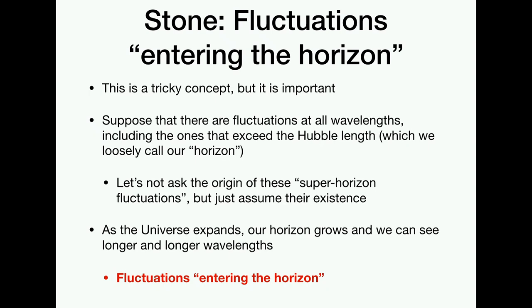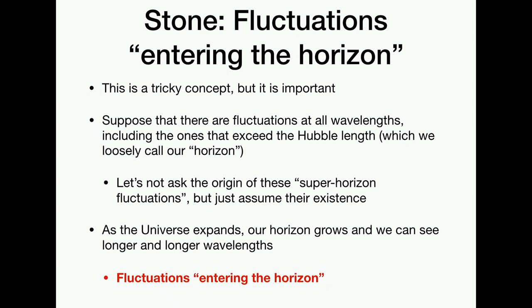But there's another concept you have to know. The professor sort of said that yesterday, but this is so important that I have to repeat it, okay? It's a tricky concept, but bear with me. Suppose that you have fluctuations at all wavelengths, inside the Hubble horizon, or outside. Let's not ask how these super horizon fluctuations are generated. Let's ignore how that happened, because it sounds so counterintuitive. But next week, Professor Kleban will tell you how that happened.